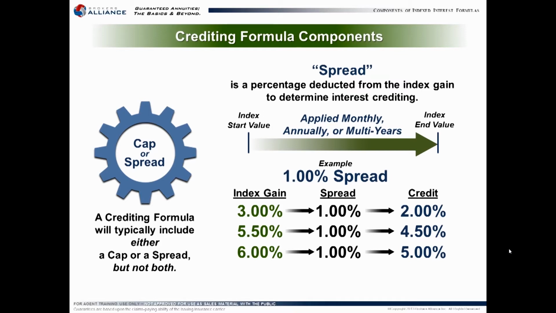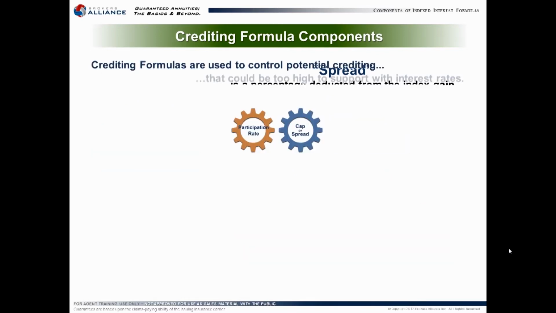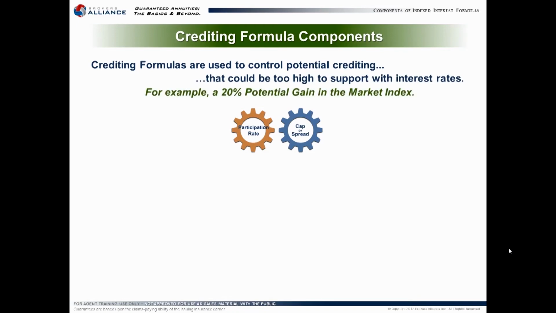So typically we'll see within an index strategy either a cap or a spread, but very rarely will we see both. Part of the reason for that is that these crediting formulas are used to control potential crediting that could be too high to support with interest rates. For example, a market index could return 20% over the course of a year, and has been known to. So the function of the participation rate and the cap or the spread, some combination of those two, is used by the insurance carrier in a fairly complex actuarial projection formula to control potential crediting.